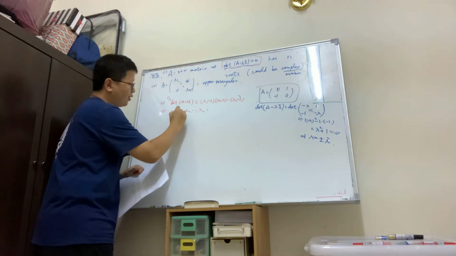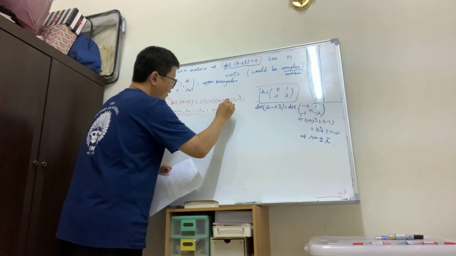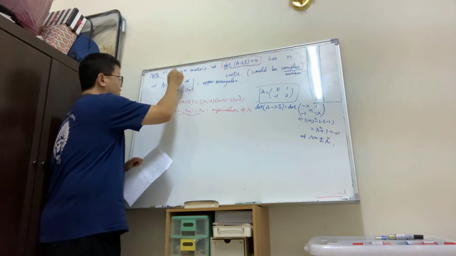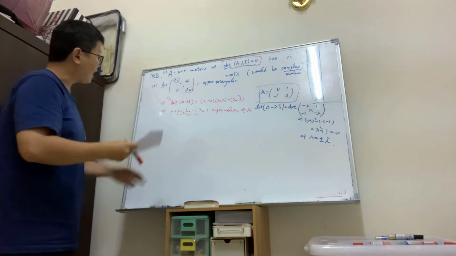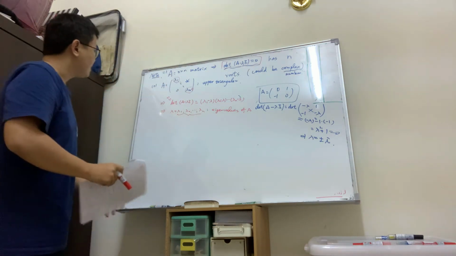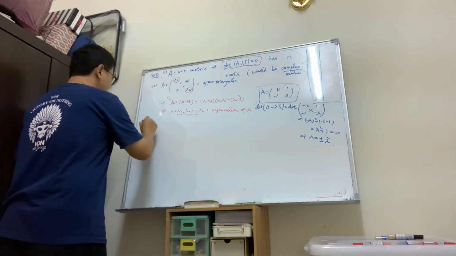So it means that all of the diagonal entries are eigenvalues of A. All the diagonal entries are the eigenvalues of A. The last one.